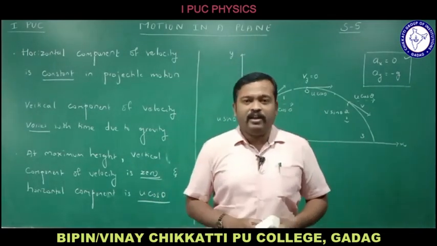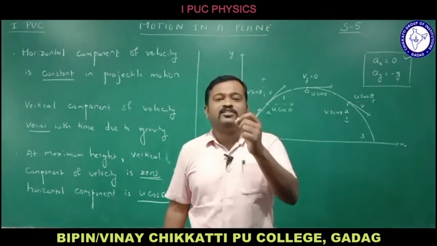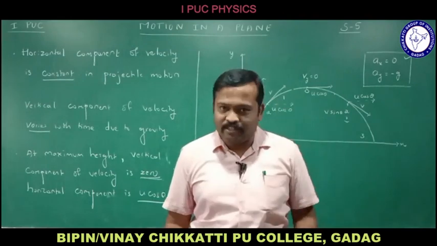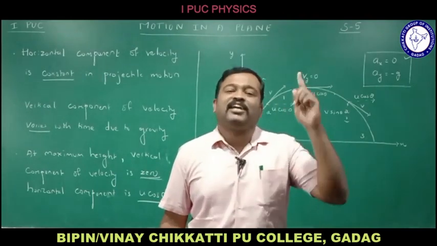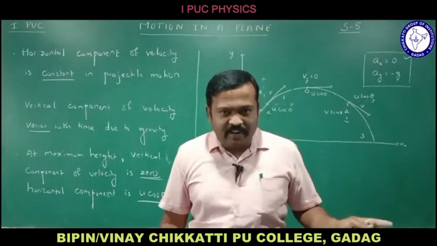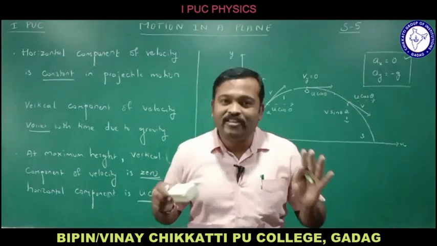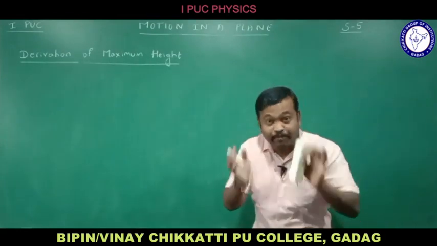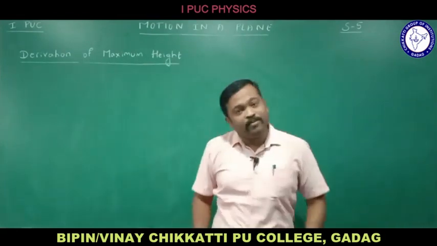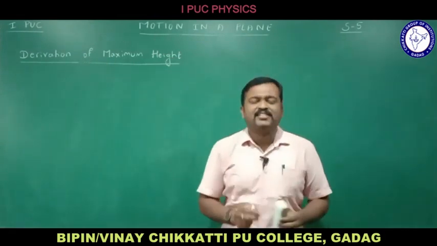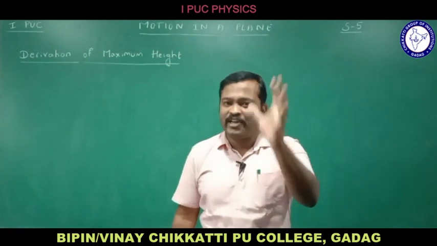Now we will be learning about the parameters of projectile motion. We already studied there are 3 parameters: one is maximum height, the second is horizontal range, and the third is time of flight. We will be deriving equations for all these 3. Now let us derive the expression for maximum height of a projectile.